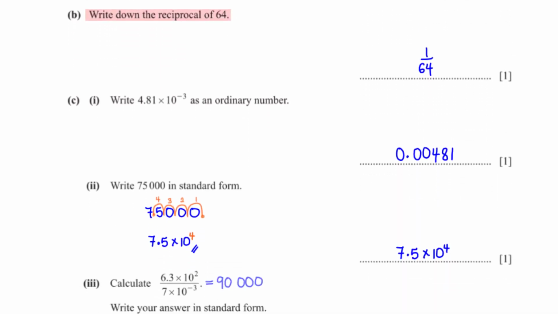Write down the reciprocal of 64. The reciprocal of any number is 1 over the number. So the reciprocal of 64 is 1 over 64.